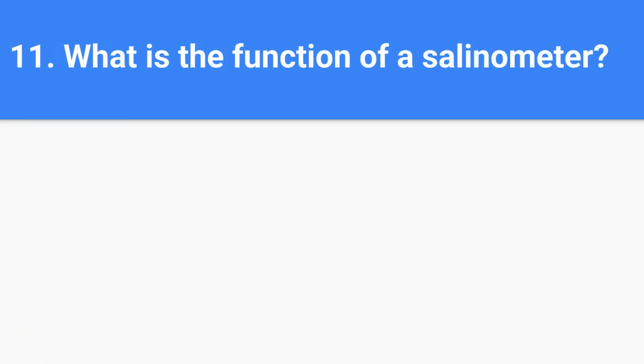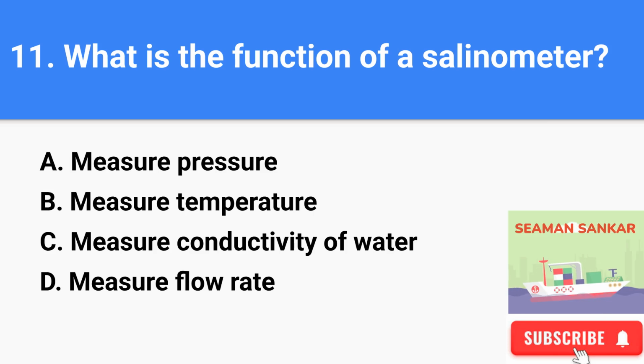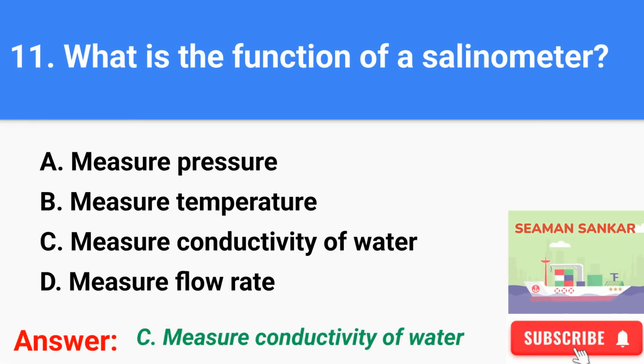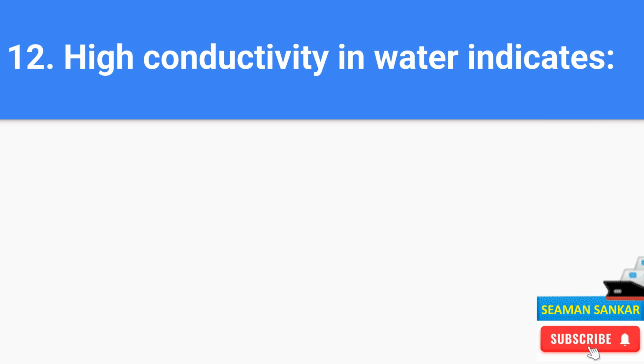Question 11. What is the function of a salinometer? A. Measure pressure. B. Measure temperature. C. Measure conductivity of water. D. Measure flow rate. The correct function is C. Measure conductivity of water.